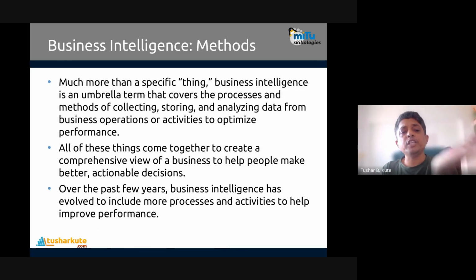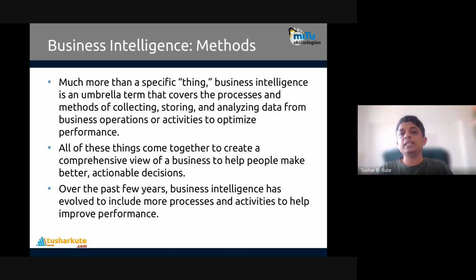Now, there are various methods by which this business intelligence is possible. Much more than a specific thing, business intelligence is an umbrella term which covers all processes like collecting the data, storing the data, analyzing the data. There are a total of 6, 7 different steps performed under business intelligence. So we collect the data, store the data, and analyze the data from business operations or activities to optimize the performance.